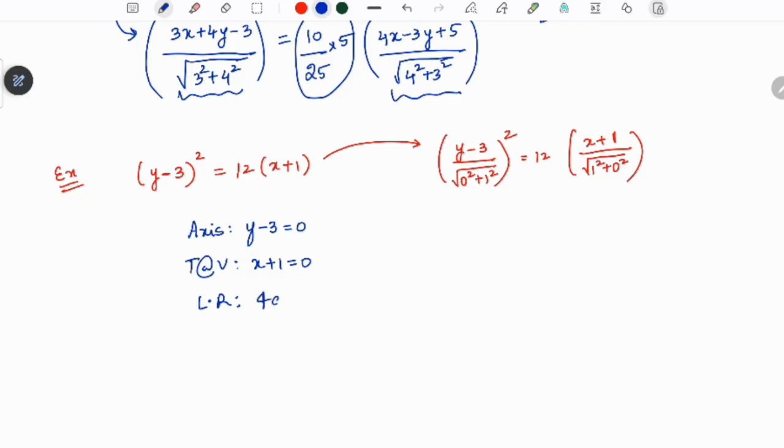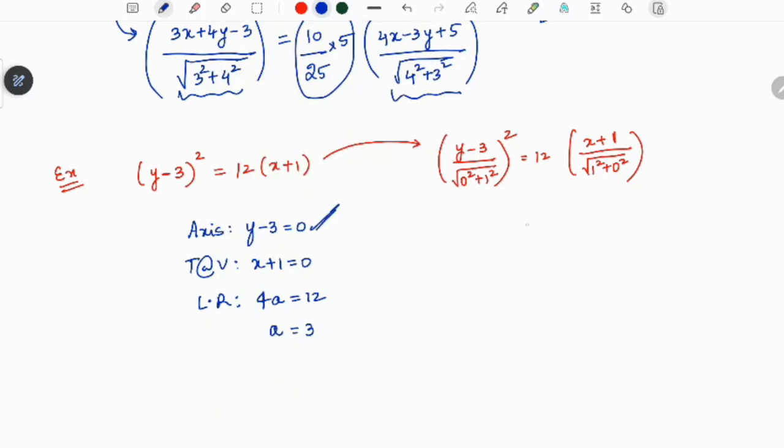12, right? So I'm calling it as 4a, latus rectum. A value is equal to 3. These things will keep in mind. Okay. Now, is this hard, right?